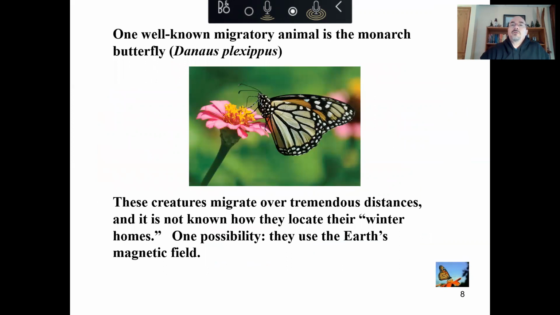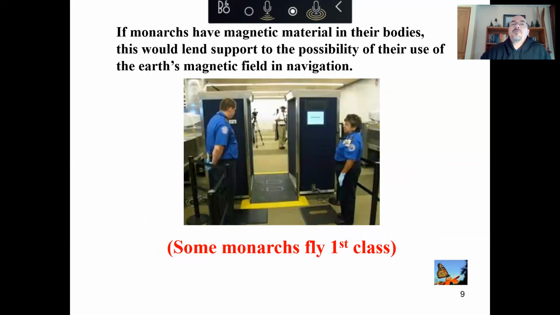One well-known migratory animal is the monarch butterfly. These creatures migrate over tremendous distances, and it is not known how they locate their winter homes. Okay, I'm sure you've all heard about the monarchs and their migration. One possibility, they use the Earth's magnetic field. If monarchs have magnetic material in their bodies, this would lend support to the possibility of their use of the Earth's magnetic field in navigation.